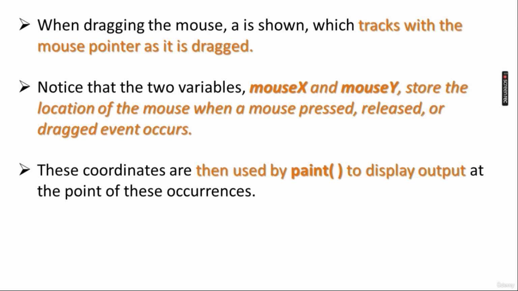Notice that mouseX and mouseY, that is, the X and Y coordinates variables, store the location of the mouse when the mouse press, release or drag event occurs. So when the pressed event occurs, its X and Y coordinates are stored. When the release event occurs, its X and Y coordinates, and when the drag event occurs, its latest X and Y coordinates will be stored in the variables mouseX and mouseY. These coordinates are then used by the paint method to display output at the point of these occurrences.